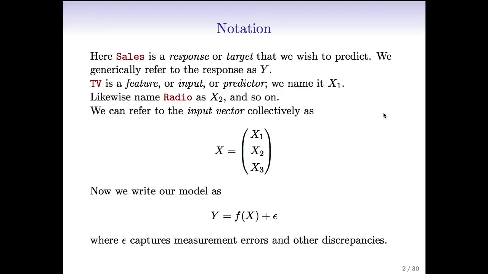Now, in this more compact notation, we can write our model as Y equals f of X plus error. This error is just a catch-all: it captures the measurement errors maybe in Y and other discrepancies. Our function of X is never going to model Y perfectly, so there are going to be a lot of things we can't capture with the function, and that's caught up in the error. And again, f of X here is now a function of this vector X, which has three components.